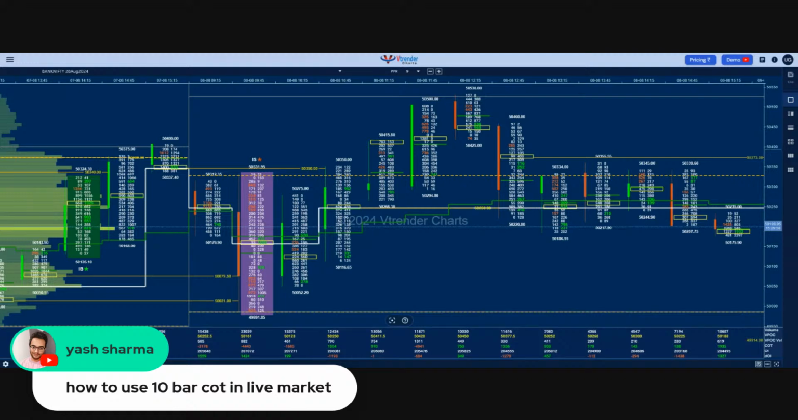And then we would want the order flow also to show us IBs, initiative buying signals. So that is how we use the 10 bar cot in sync with the order flow signals. 10 bar cot is not a standalone indicator. It has to be used in sync with the other order flow signals which we use.